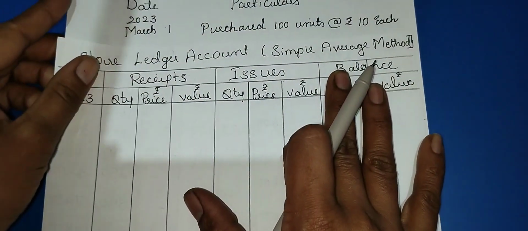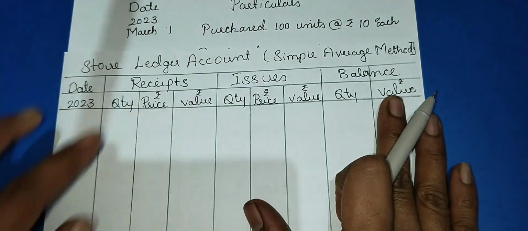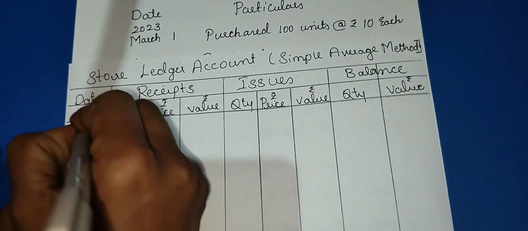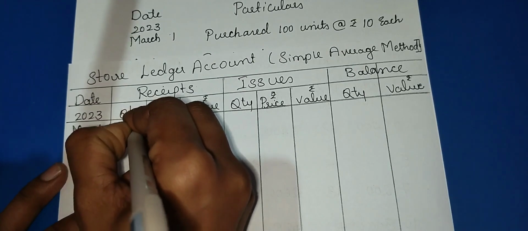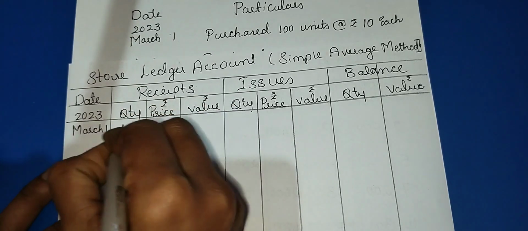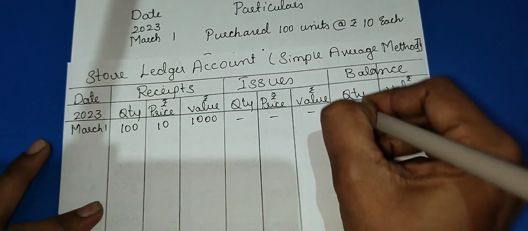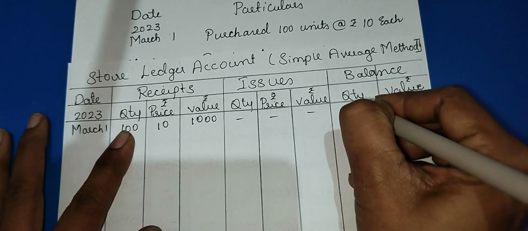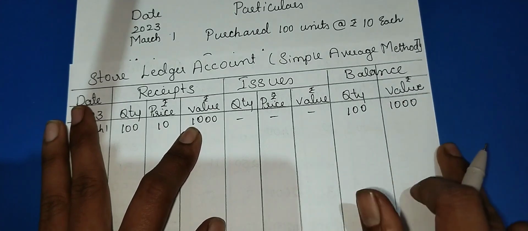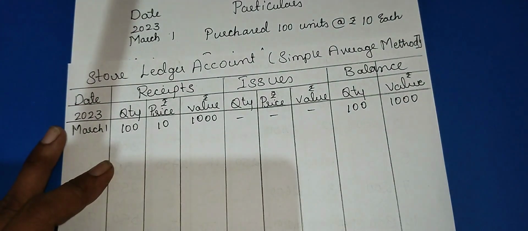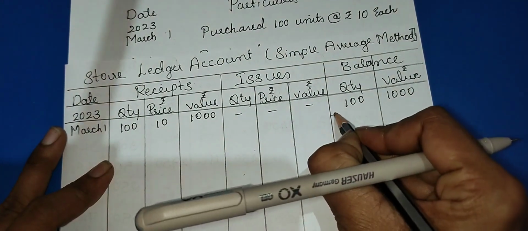Now we will understand while passing the entries of the given transactions. What is the first transaction? The first transaction is on March 1st, purchased 100 units at rupees 10 each. 100 into 10 is 1000. We record the same thing in the balance column, but only the quantity and the value. We just copy the quantity and the value that we have already recorded. So don't forget to draw a line under the balance column.